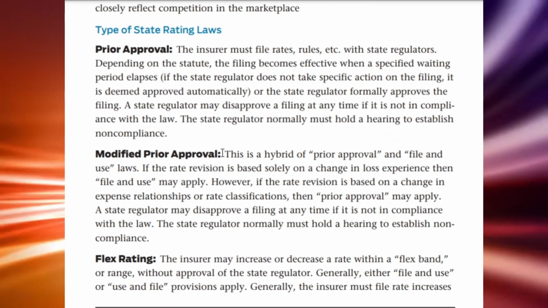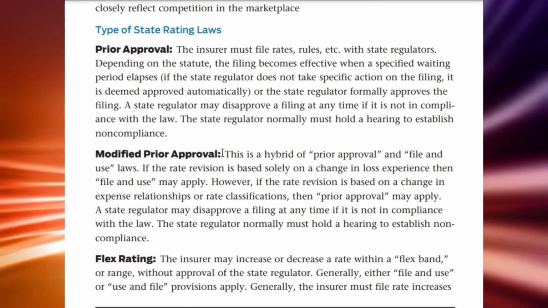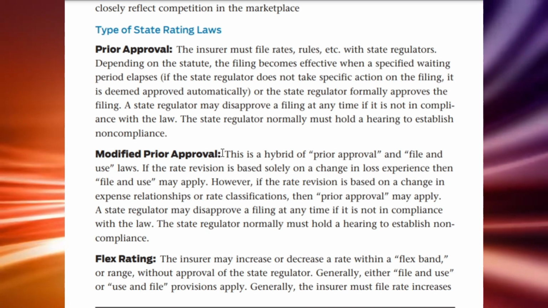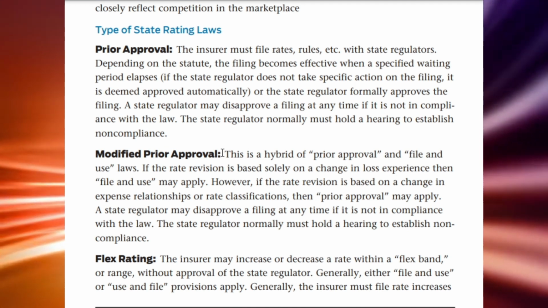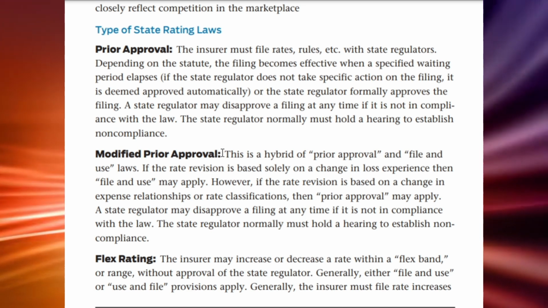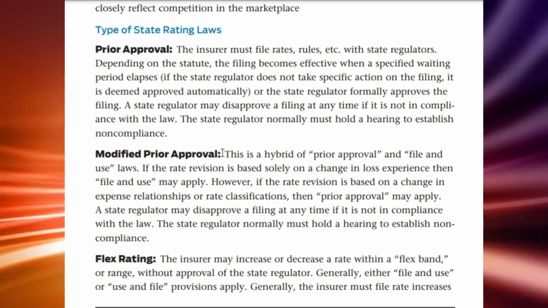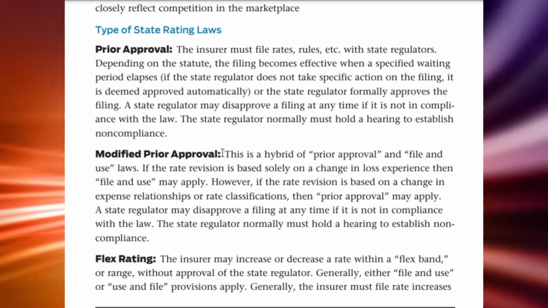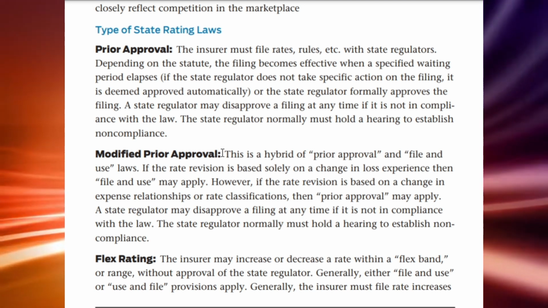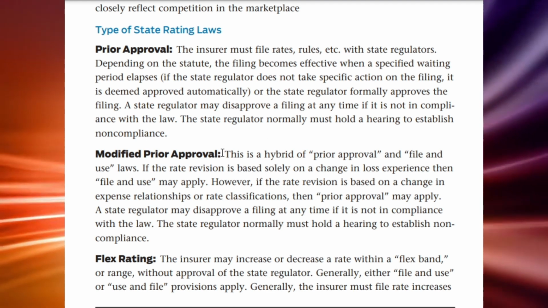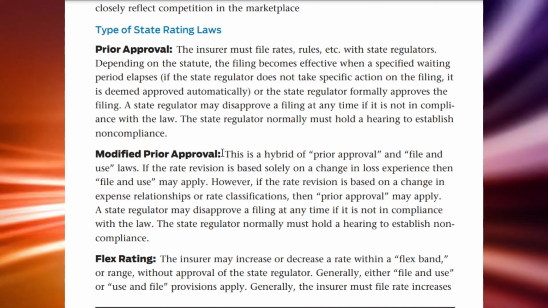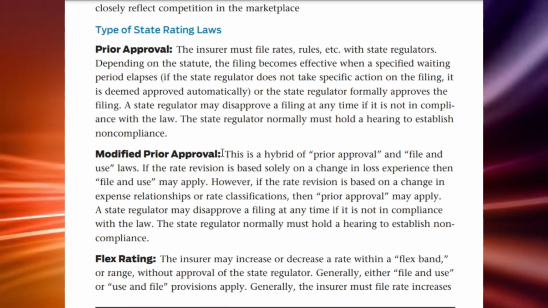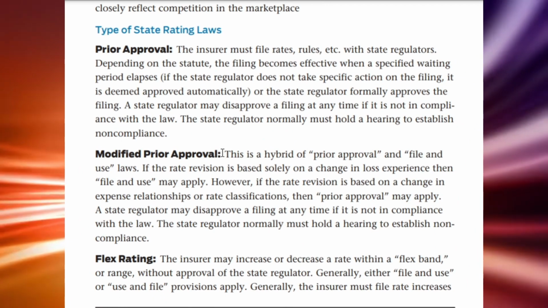Modified prior approval. This is a hybrid of prior approval and file and use laws. If the rate revision is based solely on a change in loss experience, then file and use may apply. However, if the rate revision is based on a change in expense relationship or rate classification, then prior approval may apply. A state regulator may disapprove a filing at any time if it is not in compliance with the law. The state regulator normally must hold a hearing to establish non-compliance.